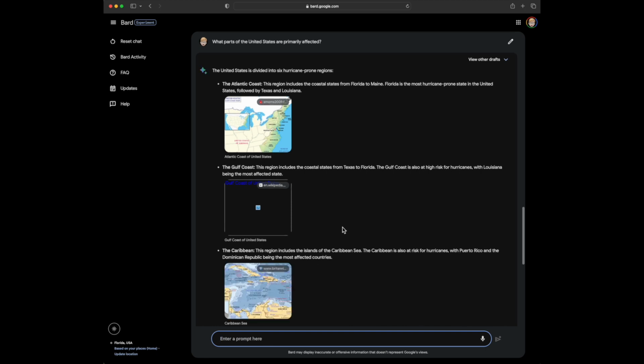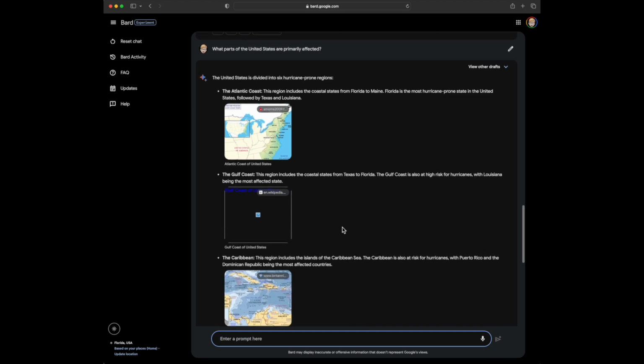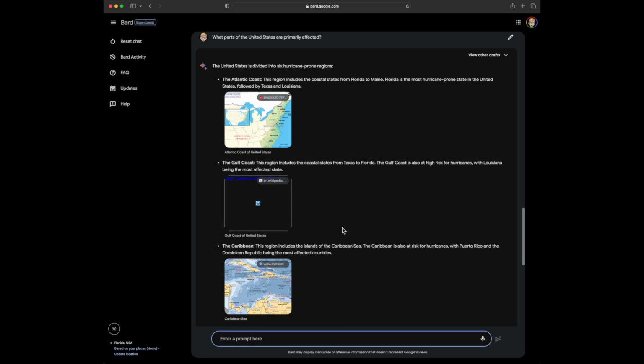Let's see. So it's saying that the United States is divided into 6 hurricane-prone zones. The Atlantic coast, this region includes coastal states from Florida to Maine. Florida is the most hurricane-prone state in the United States, followed by Texas and Louisiana. The Gulf Coast, the region includes coastal states from Texas to Florida. The Gulf Coast is also at high risk for hurricanes, with Louisiana being the most affected state.